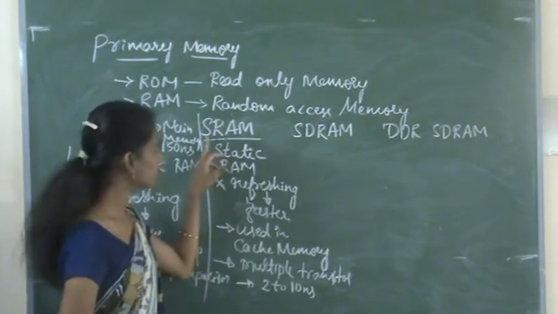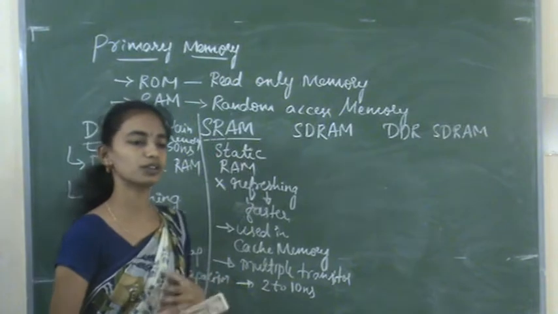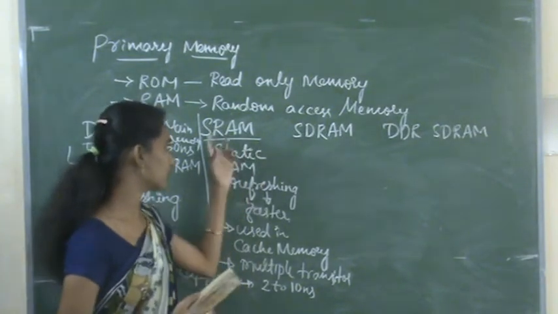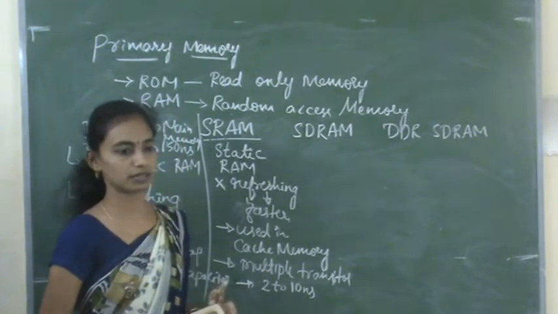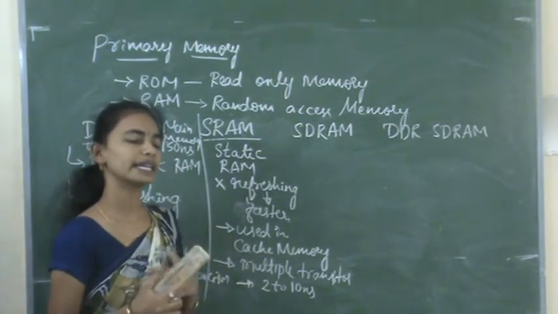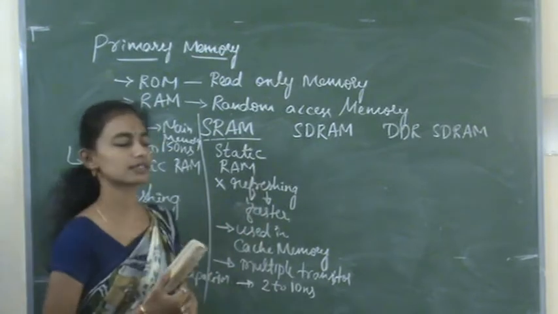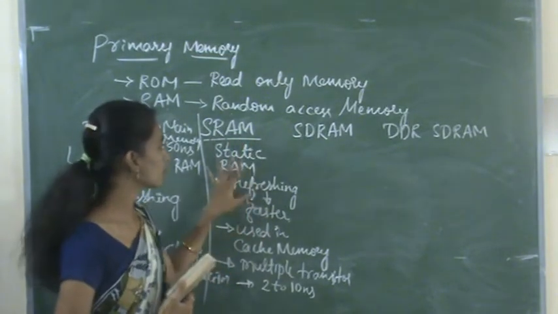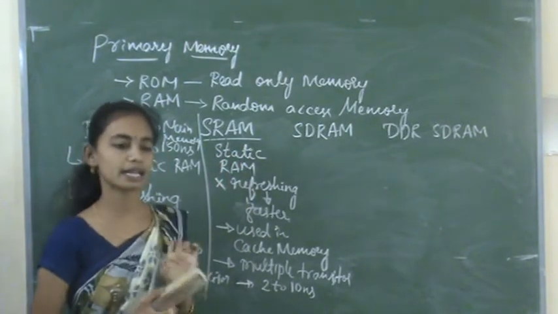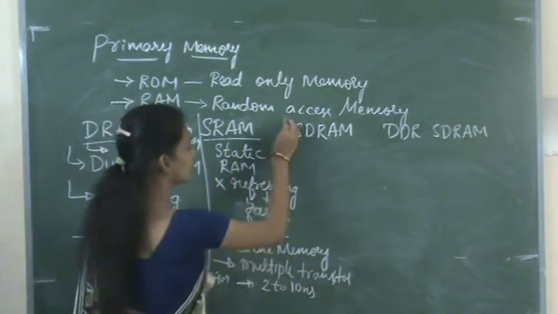The access speed of this SRAM is 2 to 10 nanoseconds. So around 2 to 10 nanoseconds only, we can access the data present in the SRAM. So this is about static random access memory. Next we have SDRAM.